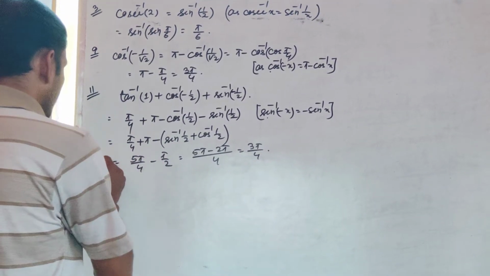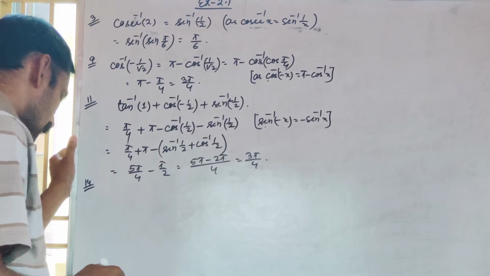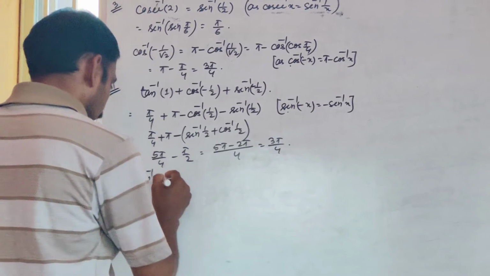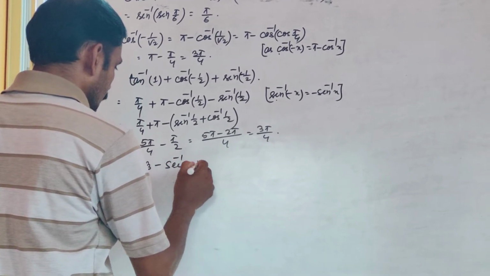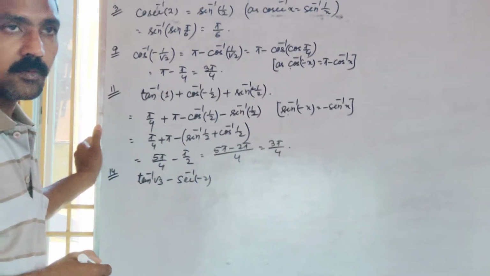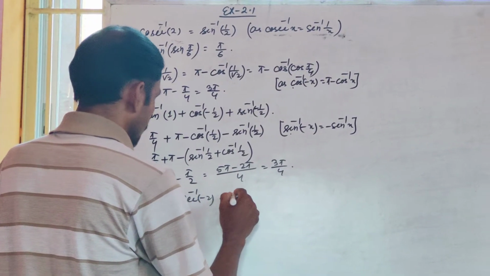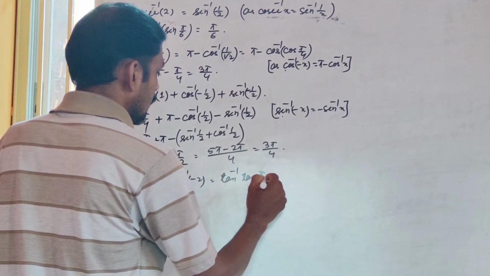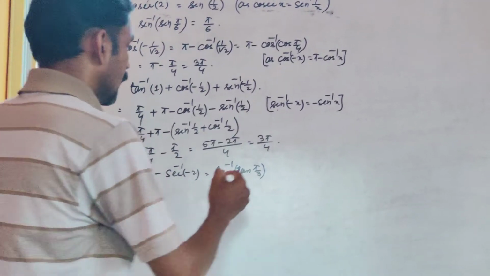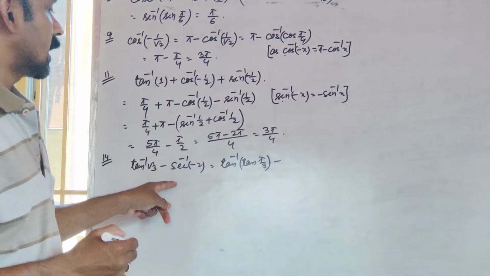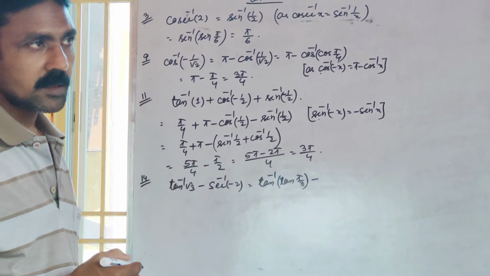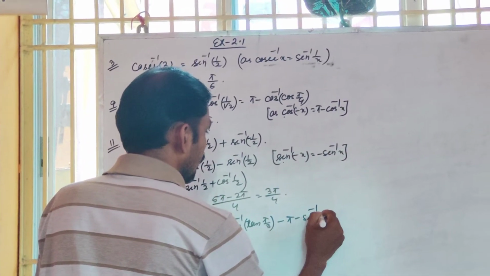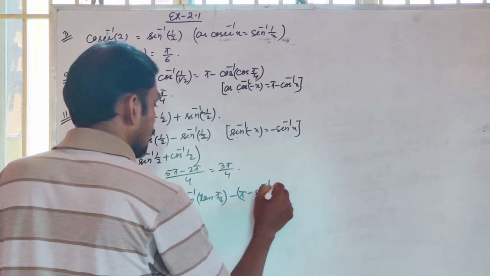Then question number 14. It is tan inverse root 3 minus sec inverse minus 2. So you can write tan inverse root 3 as tan 60 degree, so pi by 3, minus sec inverse minus x. Sec inverse minus x is pi minus sec inverse x.